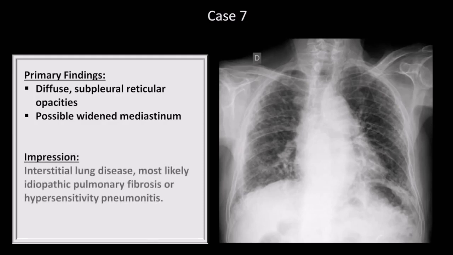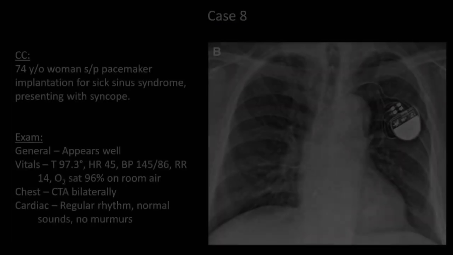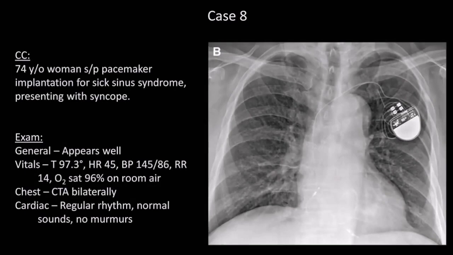The impression is interstitial lung disease, most likely IPF or hypersensitivity pneumonitis, and a possibly widened mediastinum from either a tortuous aorta or mild aortic aneurysm. Case 8. A 74-year-old woman, status post a dual-chamber pacemaker implantation for sick sinus syndrome, who is now presenting with syncope. The first thing to notice here is that there is something fishy about the wires coming out of the generator, particularly this structure here.